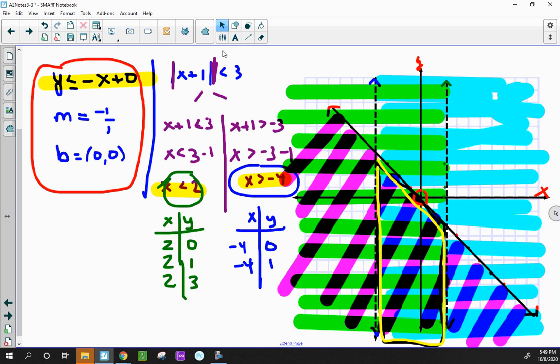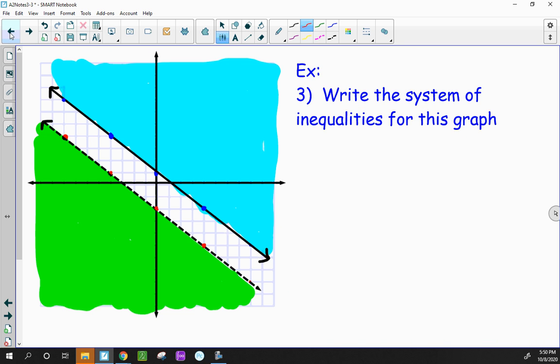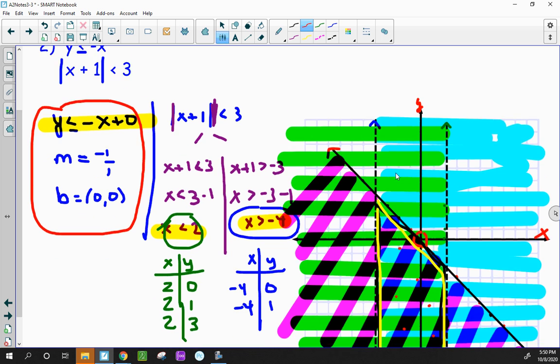And last thing I want to say is, again, I've highlighted it in yellow, but I can pick any random point in this region as an ordered pair, throw it back into this problem and this problem, and it should be true. It should work. Okay, and we're going to stop there for today.